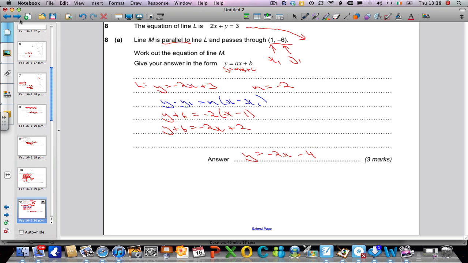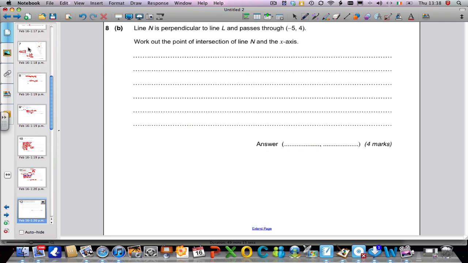That's question 8a done. Right, it tells me that the line N is perpendicular to the line L. Perpendicular. Now that's important, and it passes through that point. We're asked to work out the point of intersection with the line N and the x-axis. Right, let's start by working out what the equation of the line N is.